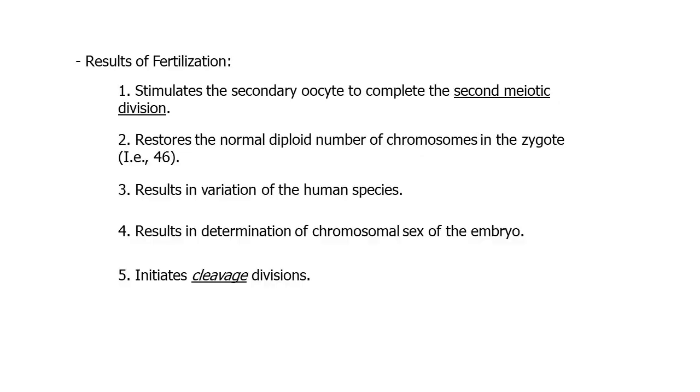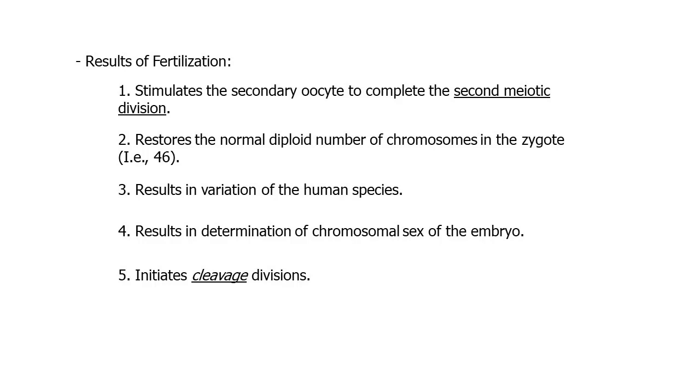All right, so what does fertilization mean? The oocyte is going to complete that second meiotic division. Now the resulting cell is going to be diploid as it's doing its first division into 2 to be a zygote. Variation of species, crossing over, independent assortment, they've all happened. We've also determined the chromosomal sex of the embryo. Is it XX or is it XY? That's been determined, and that's going to initiate the cleavage division.